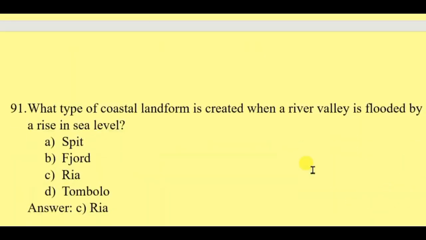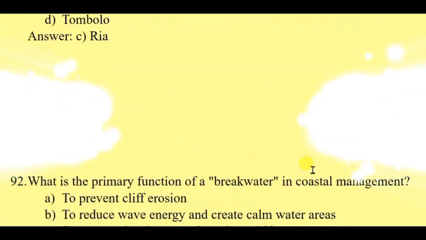Question 91. What type of coastal landform is created when a river valley is flooded by a rise in sea level? Spit, fjord, ria, tombolo. Here the correct answer will be ria, one type of submergence.